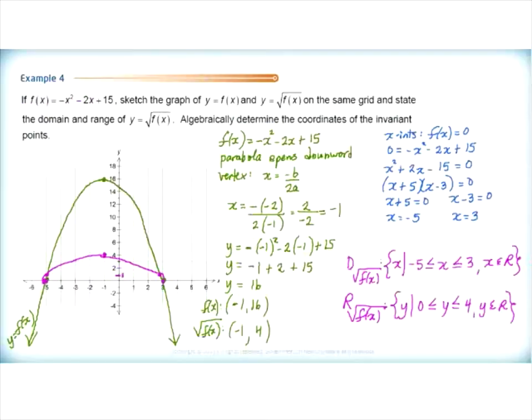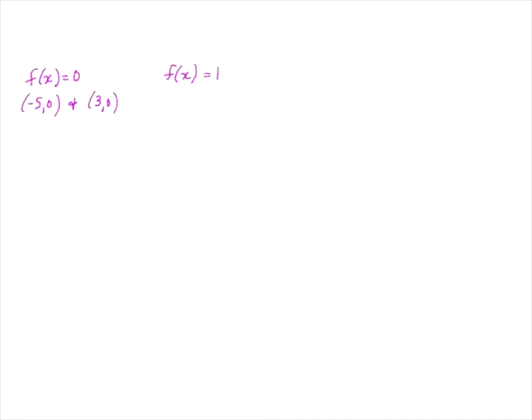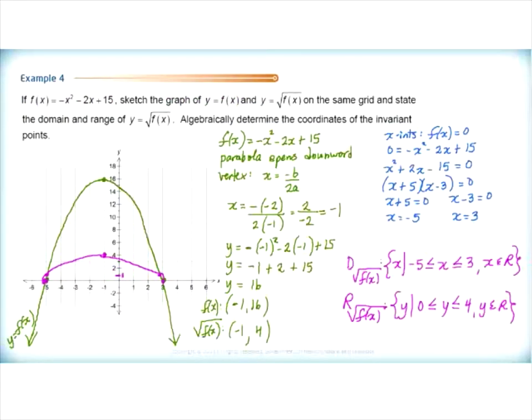So the invariant points will occur when f of x is equal to 0. That would be at our two x-intercepts, at -5 and 0, and the point 3 and 0. Another set occurs when f of x is equal to 1. So then we have -x squared minus 2x plus 15 is equal to 1.